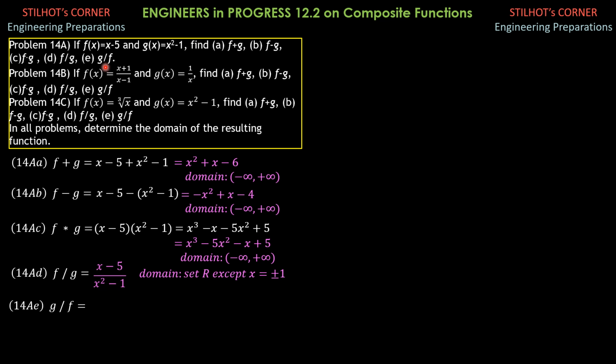14e, g divided by f, so that's x squared minus 1 over x minus 5. And this time, the denominator is x minus 5, which is not defined when x is exactly 5. Therefore, the domain is the set of real numbers except x is 5.